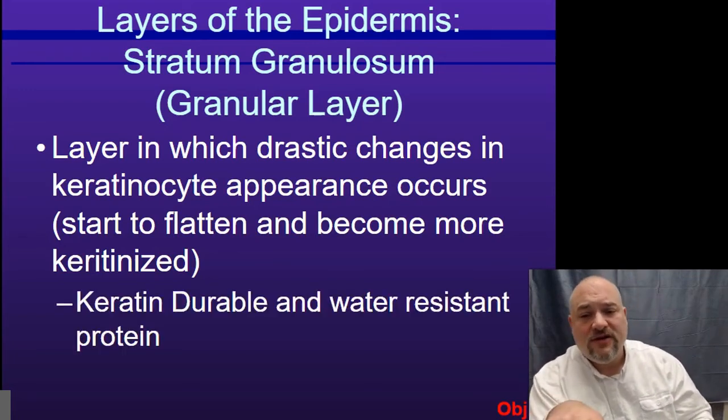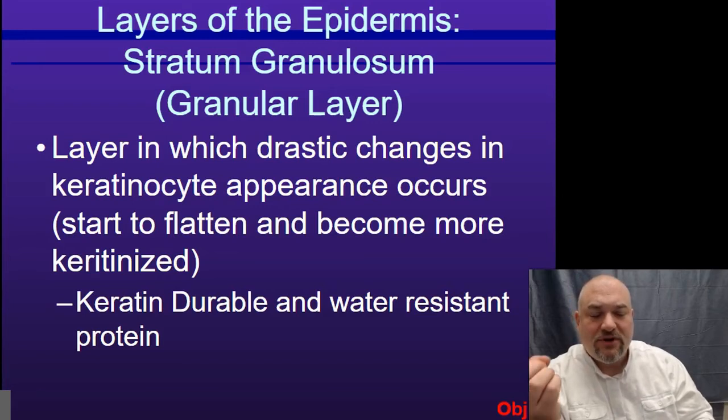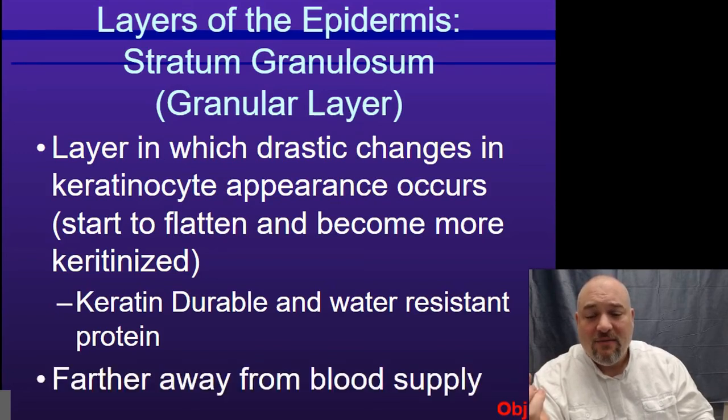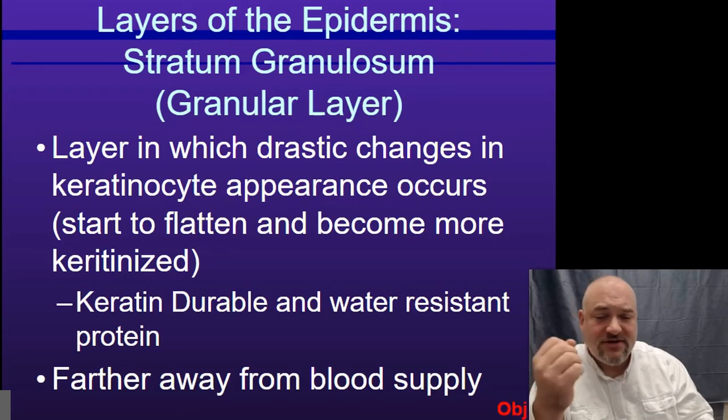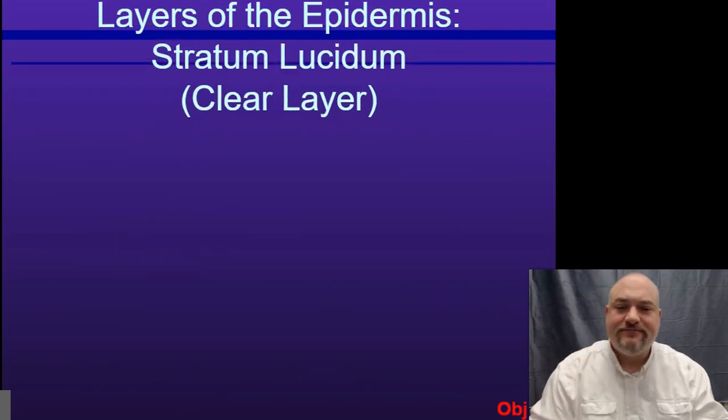And that keratin I mentioned before is a very durable protein, and it's a water-resistant protein. It provides a lot of that protective resistance that we find in the epidermis. And the reason this is happening is they're getting further and further away from the blood supply. It's harder for water and nutrients to diffuse and osmose up to them, and for waste products to get out. So metabolism just gets slower and slower and slower.